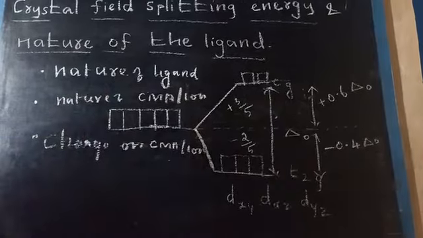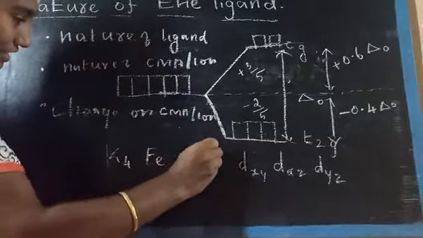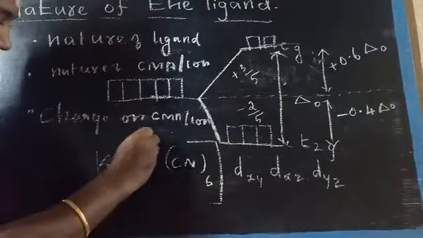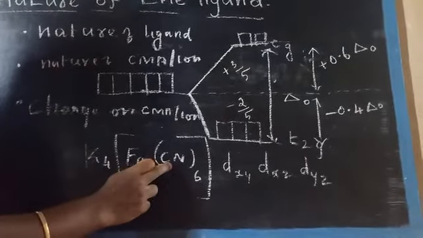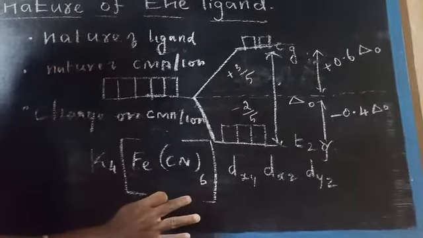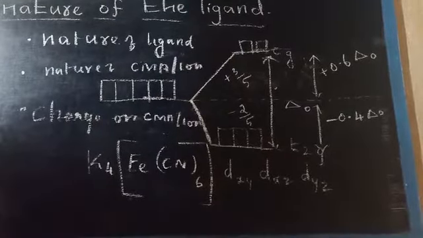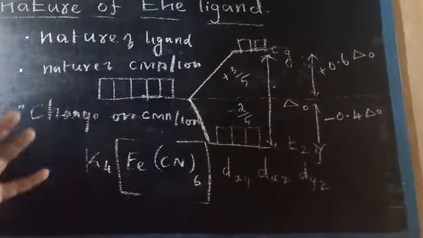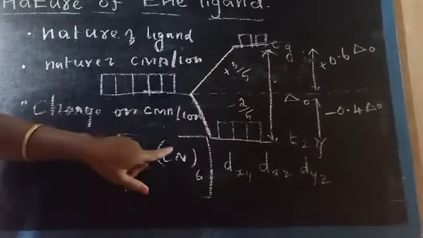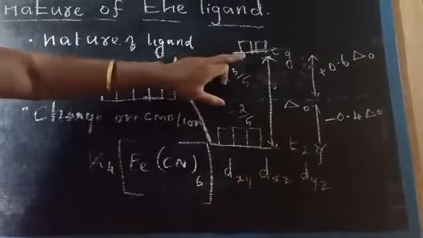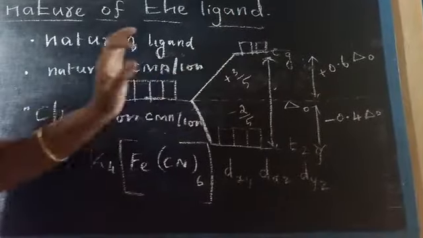See one example. K4FeCl6. This is the coordination compound. Metal, transition metal, cyanide ligand. Is this ligand a strong ligand or weak ligand? Children, few ligands you know very well, such and such are strong ligands. For example, here cyanide is a strong ligand. So in the presence of ligand, is the energy level maximum or minimum?